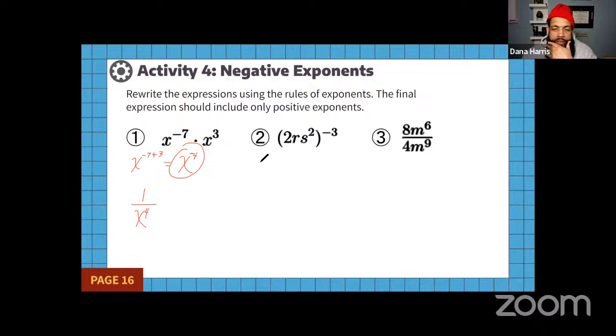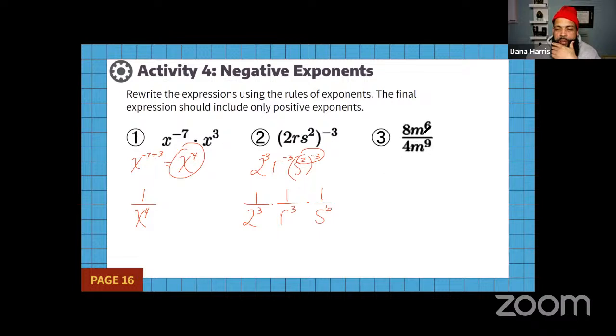So I have 2 taken to the negative 3 power, r taken to the negative 3 power, and s squared taken to the negative 3 power. If I use these rules, this is 1 over 2 to the 3rd power times 1 over r to the 3rd power times 1 over s to the 6th power. How'd you get the 6? Remember, you have to multiply these exponents. And how did you get this rule, Mr. Harris? Why did you make a fraction? We're going to show you that in the next step.